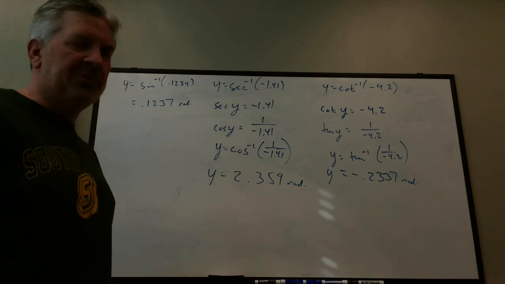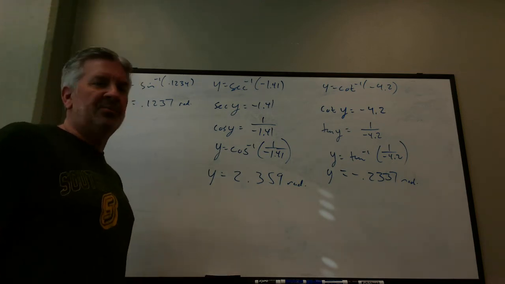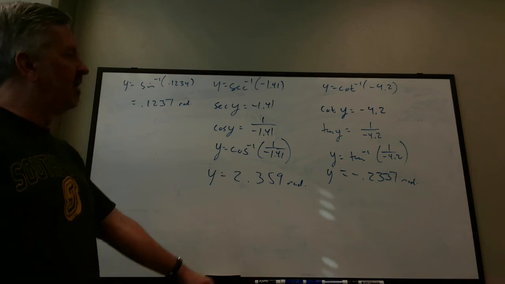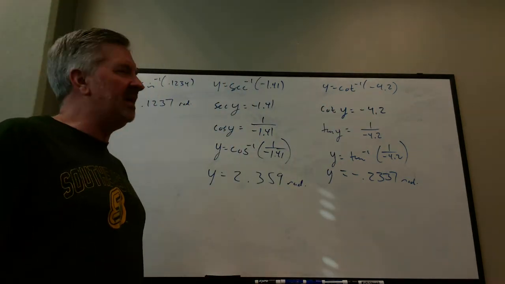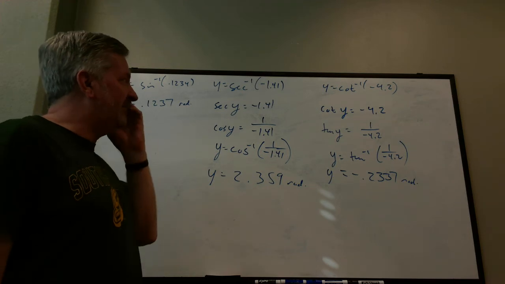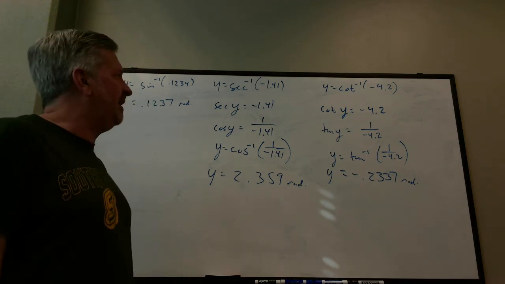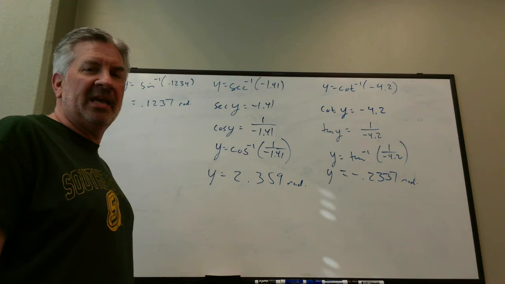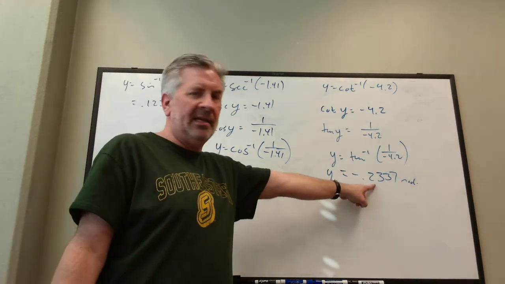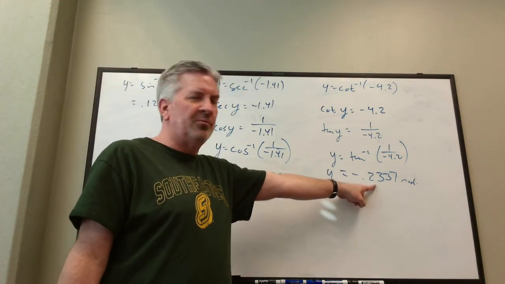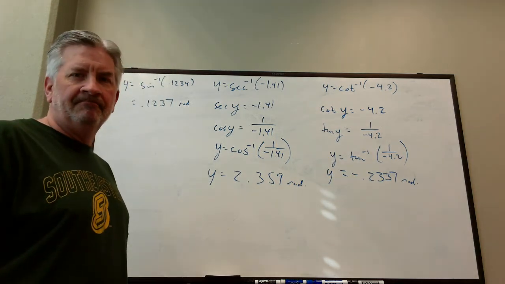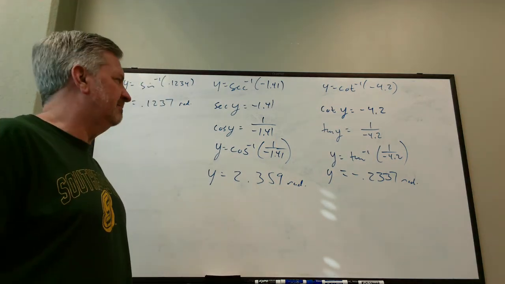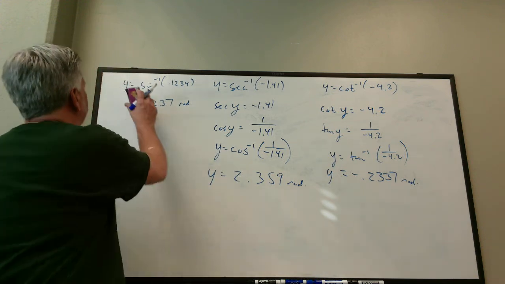Okay, so hopefully you did too. Does this answer make sense? When you take cotan inverse of a negative number, where are you supposed to be? Right? The terminal side of that angle should be in which quadrant? Cotan inverse of a negative number puts you in the second quadrant. Where is this answer? Negative 0.2 radians is in the fourth quadrant. That can't be the right answer. What's the problem here?